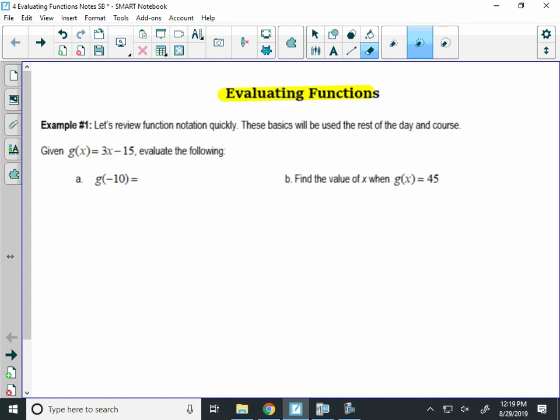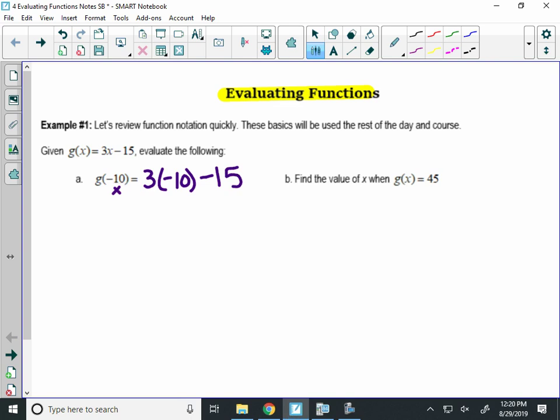So suppose we have function g of x is 3x minus 15. We're going to make this the fastest review you've done. If I have g of negative 10, is that negative 10 an input or an output? It's an input, which means I'm going to put negative 10 in the function for x, and I'll have 3 times negative 10 minus 15.